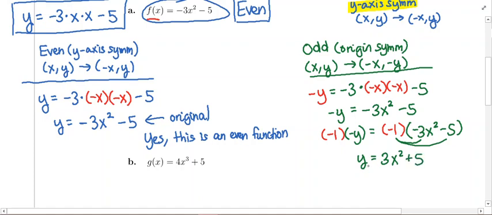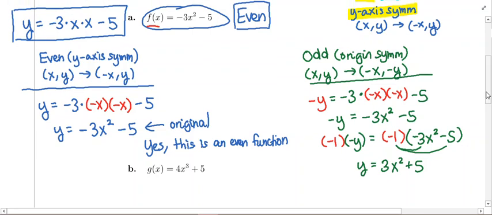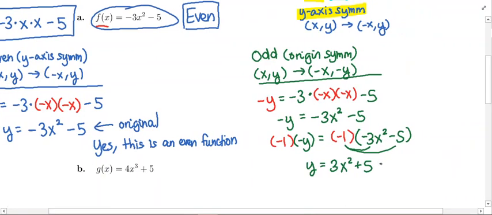If we compare our simplified equation, which is y equals 3x squared plus 5, to the original equation, which is y equals negative 3x squared minus 5, they are not the same equation. So I'm going to say this is not the original equation. This particular function does not have origin symmetry. So we can say no, the function is not odd.